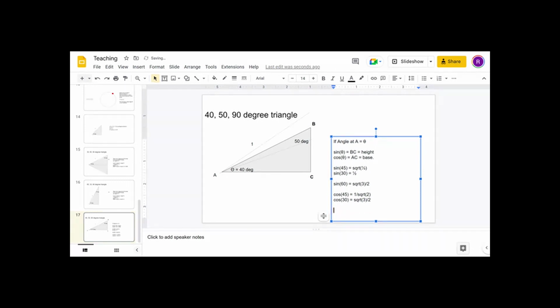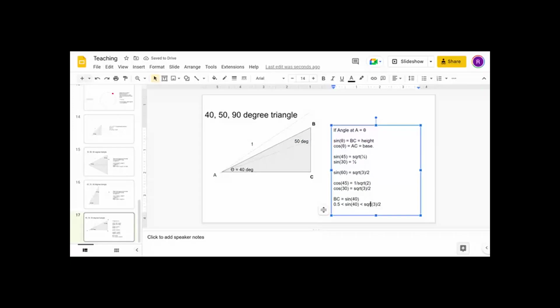And in this particular triangle, BC will just be sine of 40 degrees. BC is equal to sine of 40, which we don't know. We don't know the answer to that. But we know that sine 40 is somewhere between 0.5 and square root of 3 by 2, because as you increase the angle A, the BC goes on increasing. Okay.